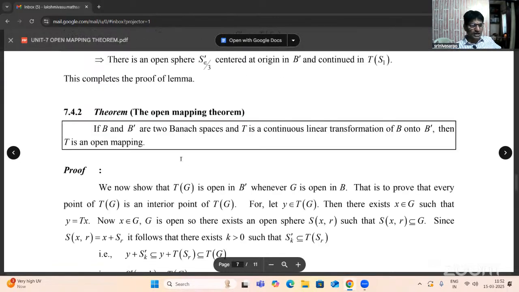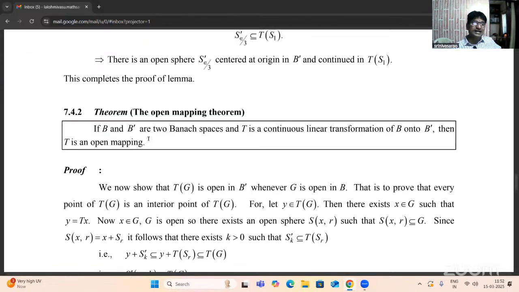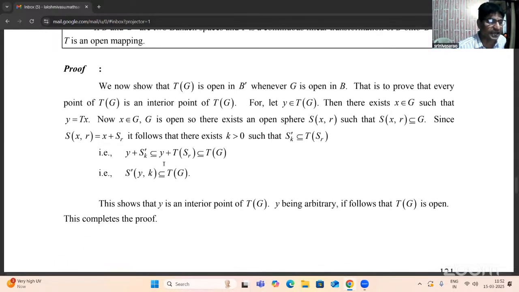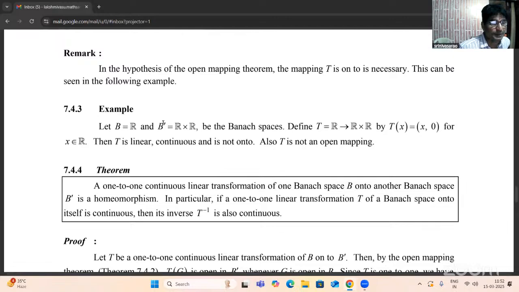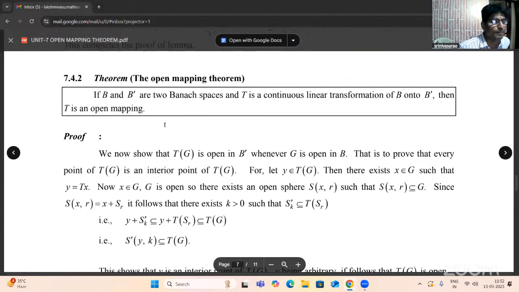Just you have to see the statement; you must present the statement. Without the statement, the proof is not considered here. Okay, that is the open mapping theorem. This theorem is very important, and I will explain one example. If a continuous linear transformation is onto, then the transformation is an open mapping.